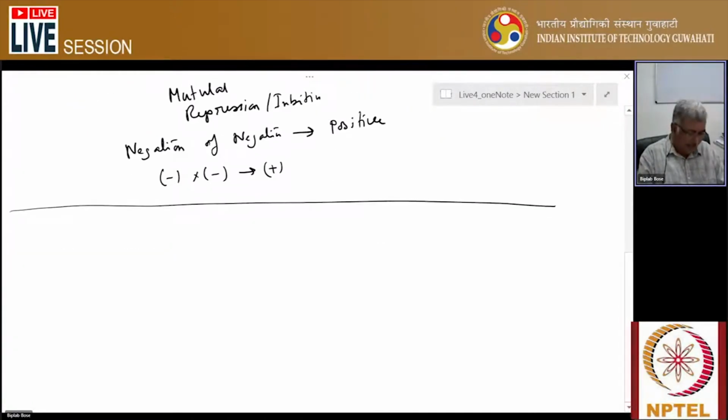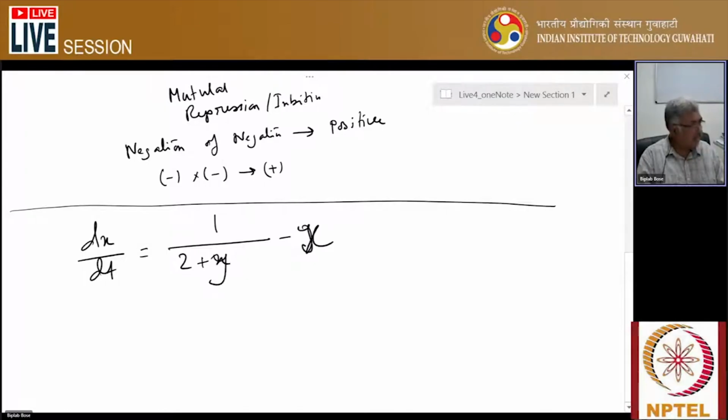So let me write down. By that time, Bharat will type. I will read out. dx/dt is equal to 1 by 2 plus x minus y minus x, and the other one is dy/dt is equal to 1 by 2 plus x minus y. As I said, I am lazy. I will not do all the hard work.